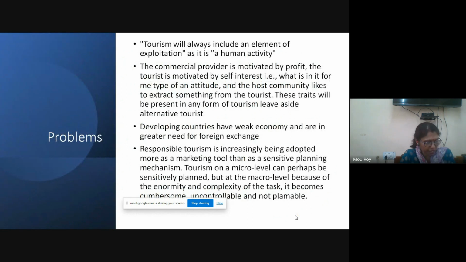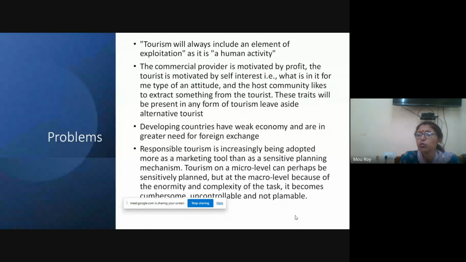Problems will always be there, and we should not try to exploit them. Especially developing countries have weak economies and a greater need for foreign exchange, so they try to exploit, and that should be banned, okay. Because people, especially the local people, always want to make some profit, and they like to extract more from the tourist. These traits will be present in any form of tourism, leave aside alternative tourism. So this would have a very negative impact.